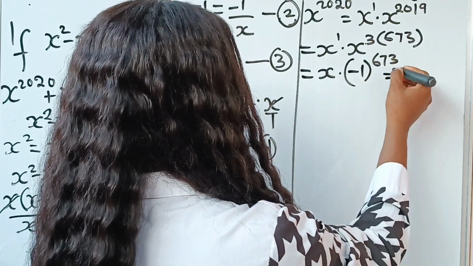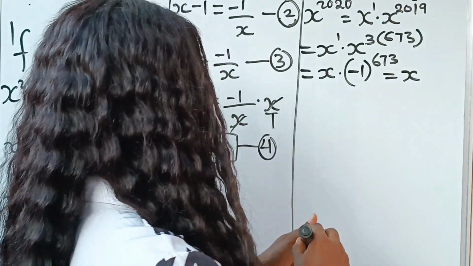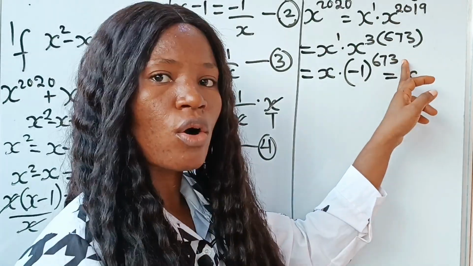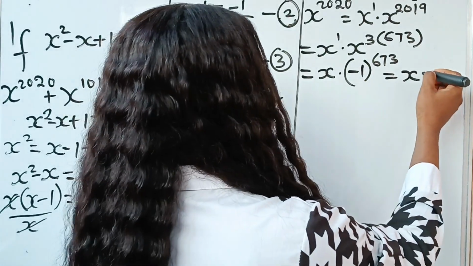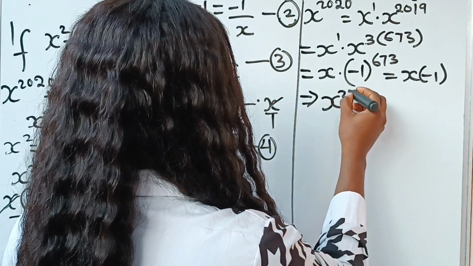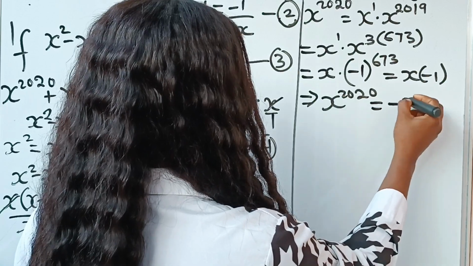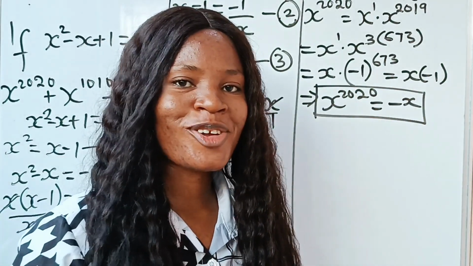Now this is equal to what? x multiplied by, recall that minus 1, since this is odd, minus 1 to the power of any odd number will still give us minus 1. So multiply by minus 1. So this simply implies that x to the power of 2020 is equal to minus x. We are going to keep this important information or equation.